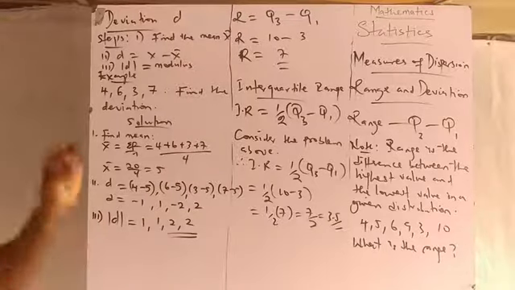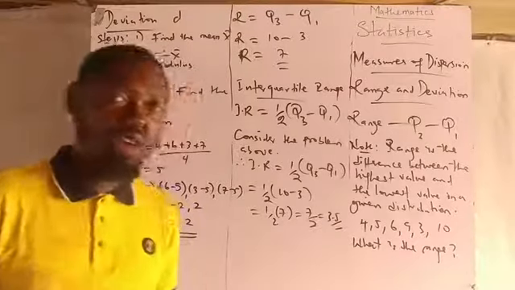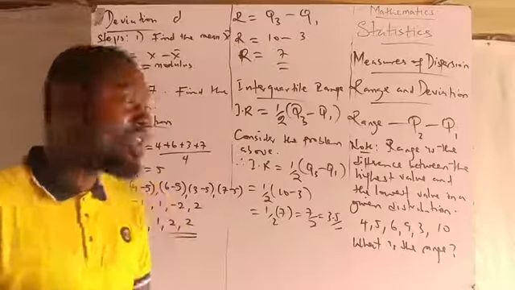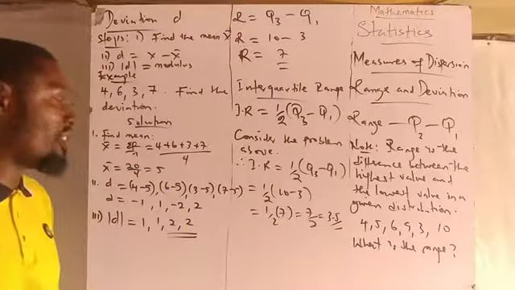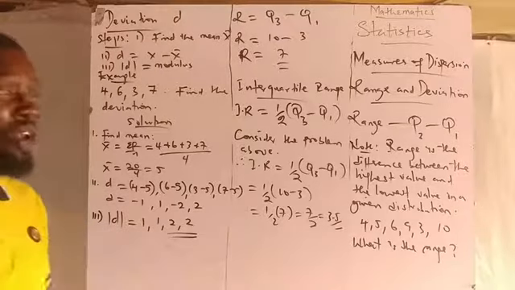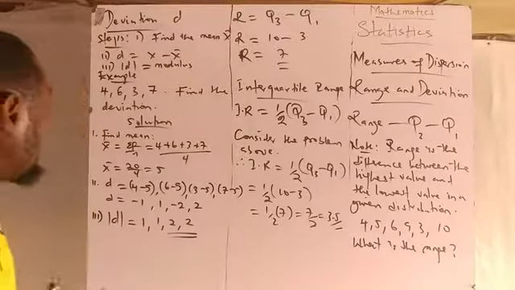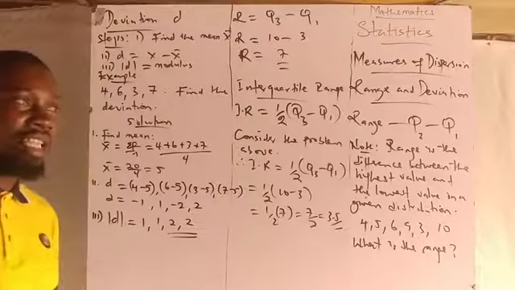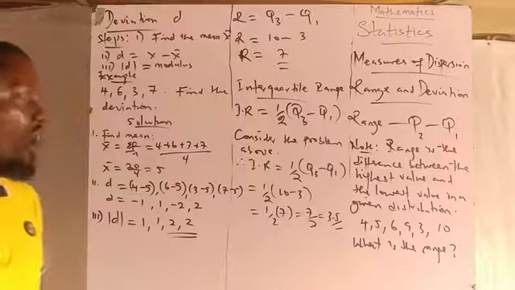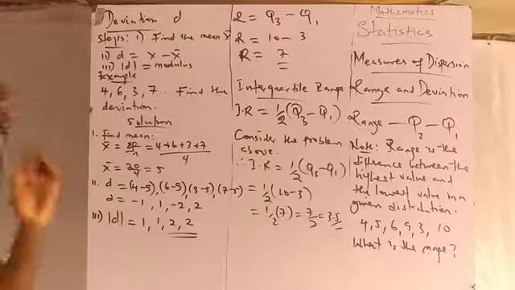For you to find your deviation, you must always find the mean value. Once you know your mean value, then subtract the mean value from each of the values given to you in your distribution. Whatever answers you have, those answers are called your deviation. And I said you can as well find the positivity or the modulus of your deviation. And I've shown you that here on the board.